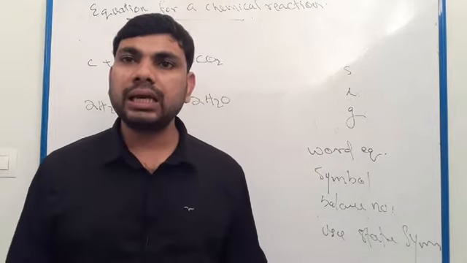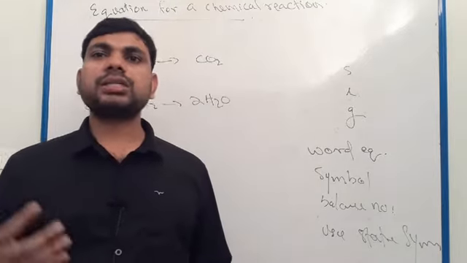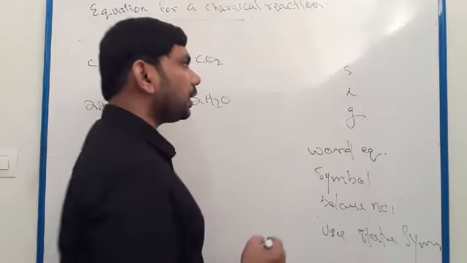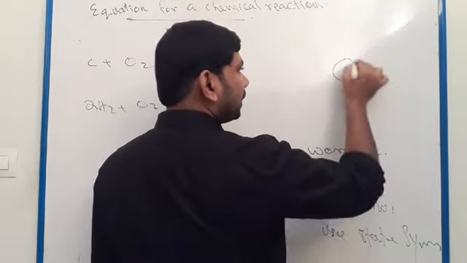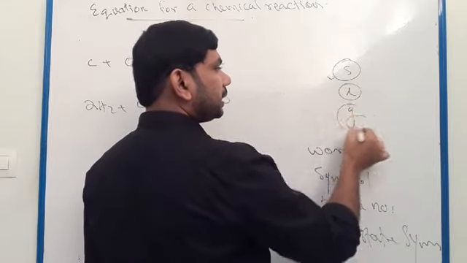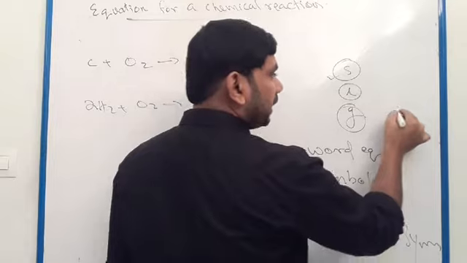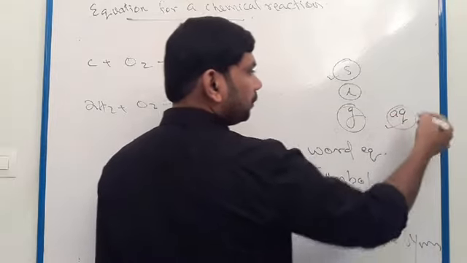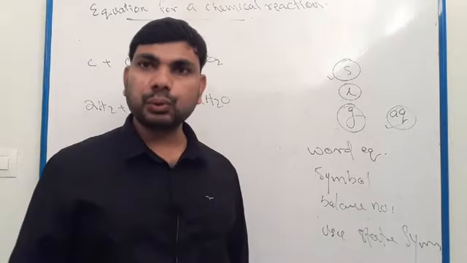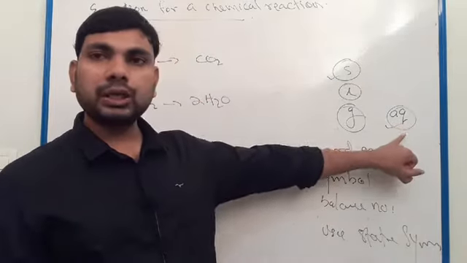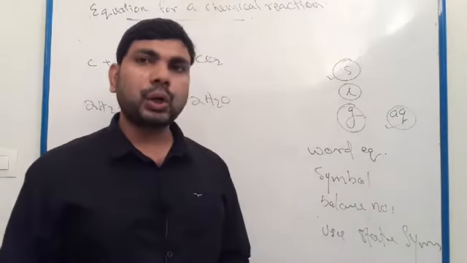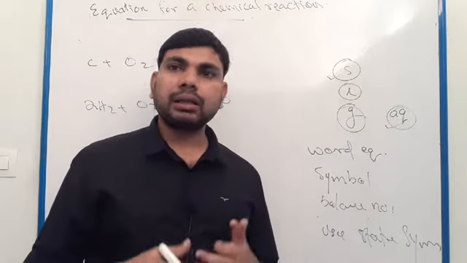We know there are three states of matter: solid state, liquid state, gaseous state. For solid state we use the letter S, and likewise for liquid and gaseous state. If there is any aqueous solution, like sodium chloride in water, it is an aqueous solution, so we use AQ. So we have to use state symbols also in a chemical equation.